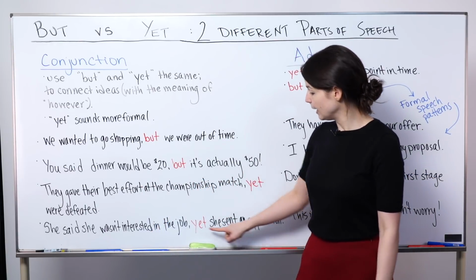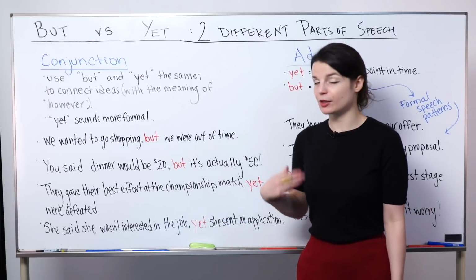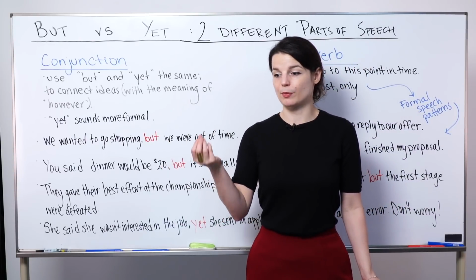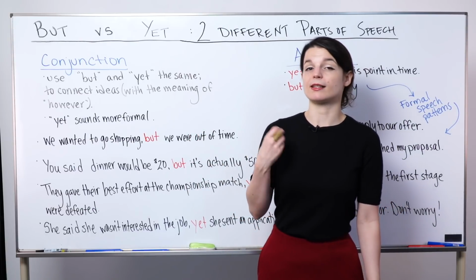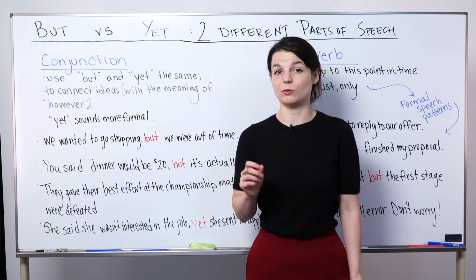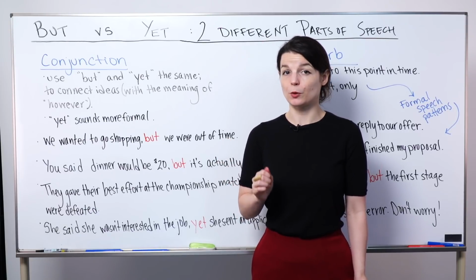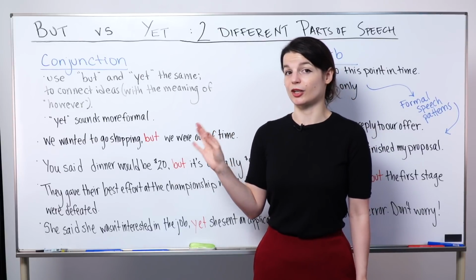So here again, this is probably a work-related situation, so using yet shows it's a bit more formal, it's perhaps a bit more polite. So using yet is going to make your sentence sound more formal. Connecting your ideas with yet will increase your politeness level a bit. So this is how we use but and yet as conjunctions.